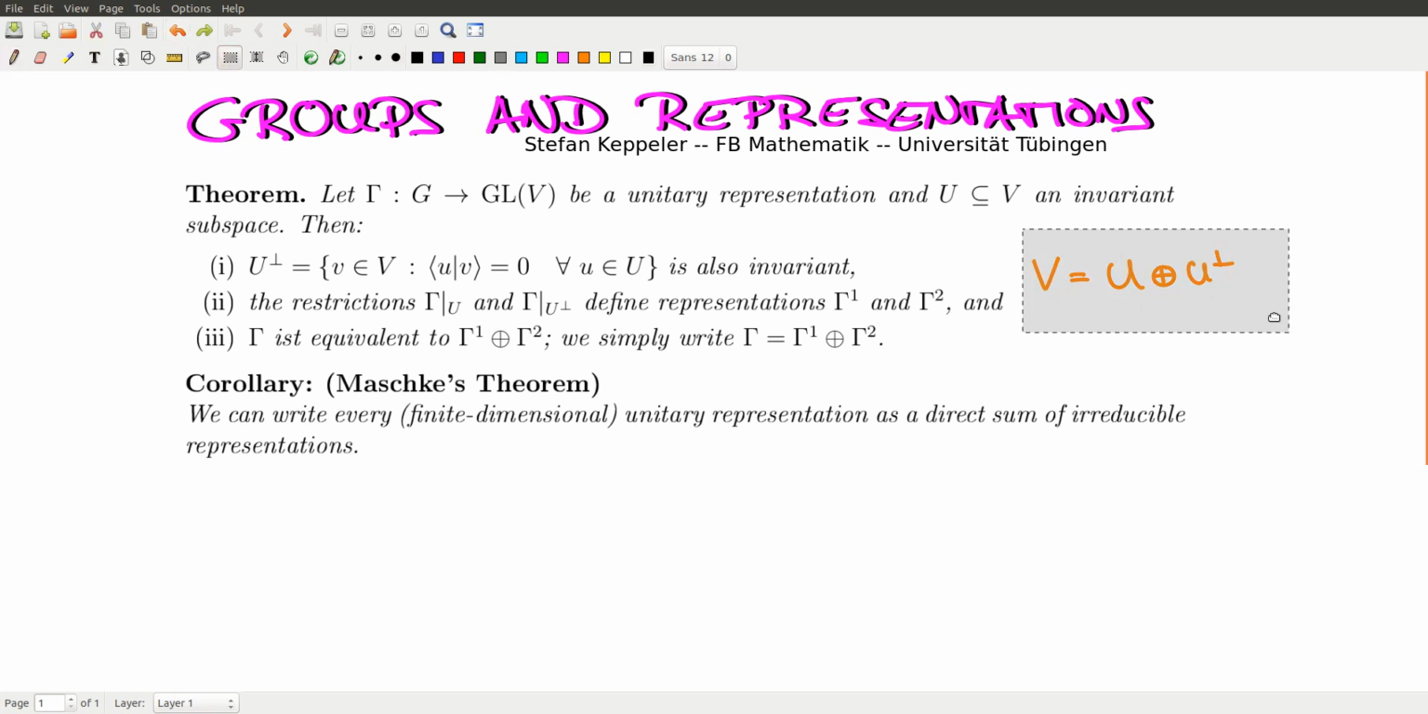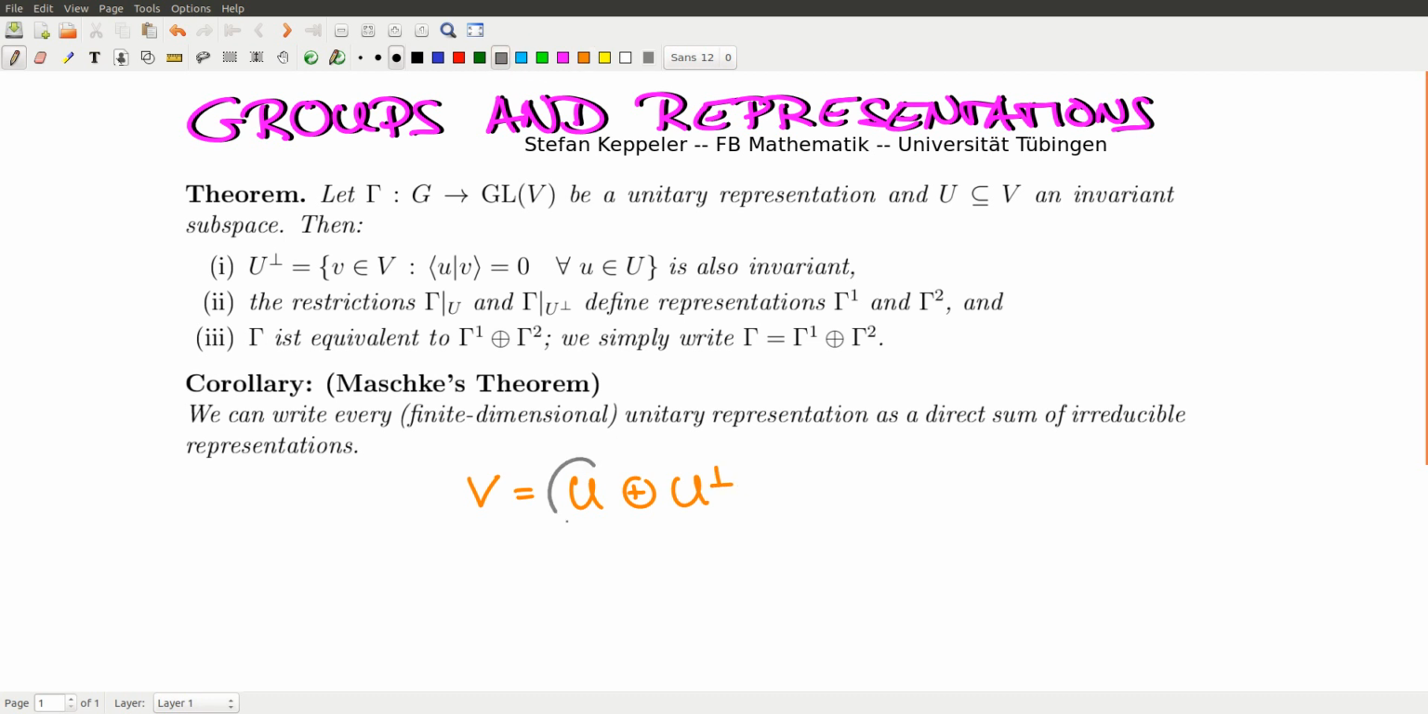Okay, and if we have that, then we also have Maschke automatically down here. So just take any unitary representation, finite dimensional, and it's automatically a sum of irreps. So why is that? We just start with the carrier space. If there is no invariant subspace, then it's irreducible and we're done. If we find an invariant subspace, say U, then we know that U perp is also invariant.